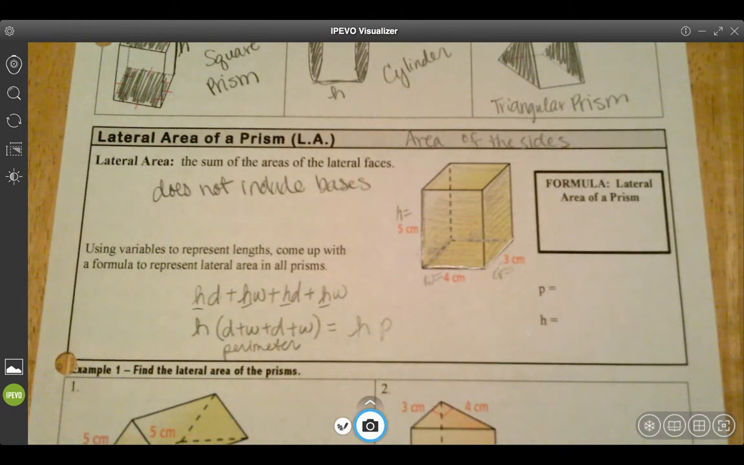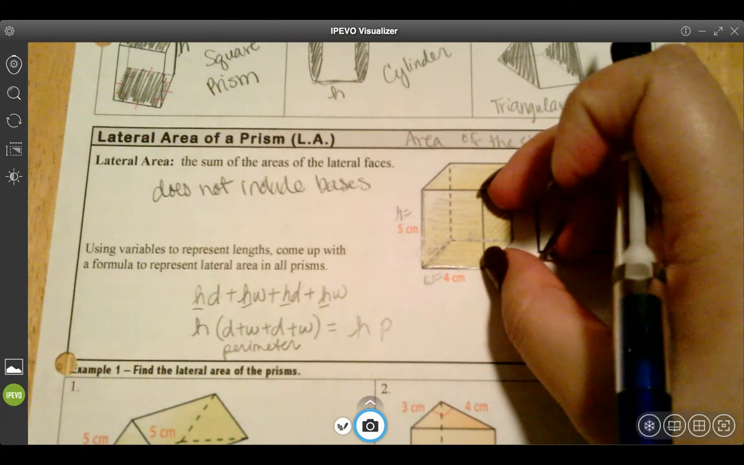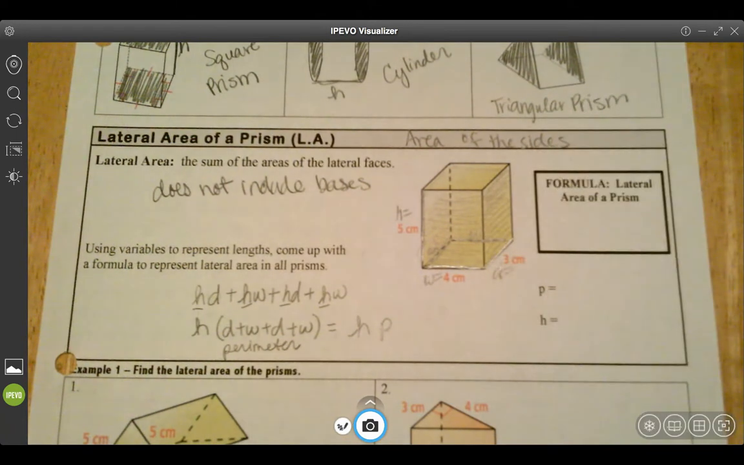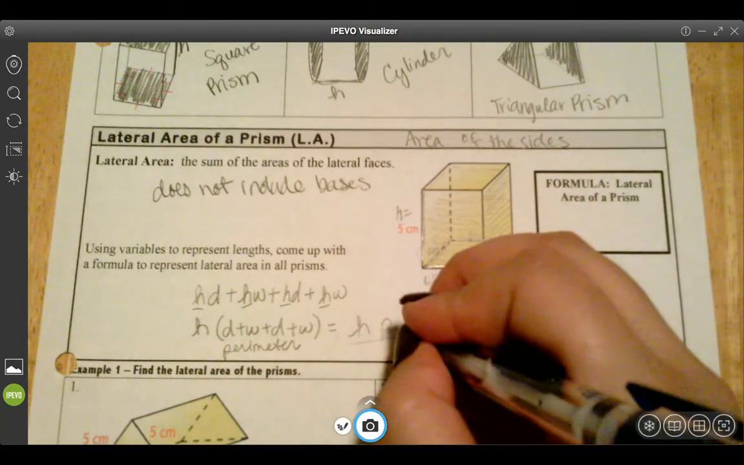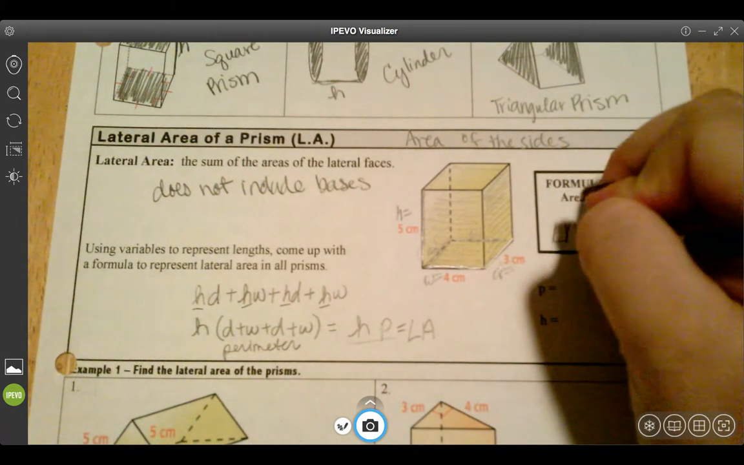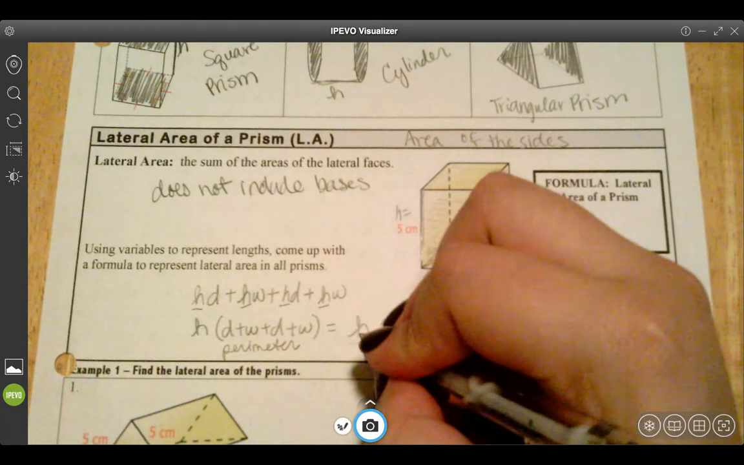Now this should look familiar, right? This is very similar to our surface area for regular polygons. And there's a reason for that. Because if I were to unfold this shape back into its net, if I were to cut open the sides and fold it flat, then what this would make is just one giant rectangle. And so this is actually the same as the area of a rectangle. But we're going to say this is our formula for lateral area. So lateral area equals the height times the perimeter.